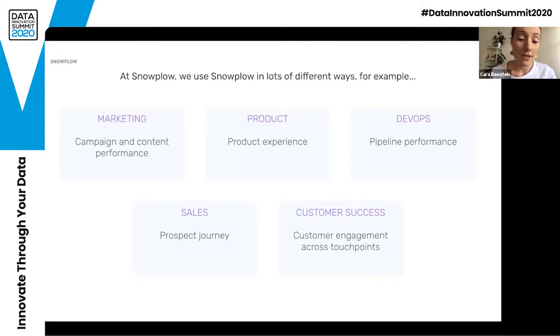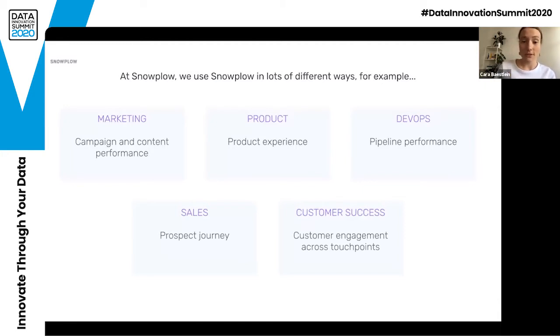Our sales team obviously also likes having access to the data, for example from our website, so they can better understand how prospects have interacted with our content before they've reached the point at which they get in contact with us. So that's another use case. Then, of course, our customer success team use it to understand how our customers engage with us across all the different touch points that we have with them. So not just our console, but also through our support ticketing system and any other channels that we interact with our customers.